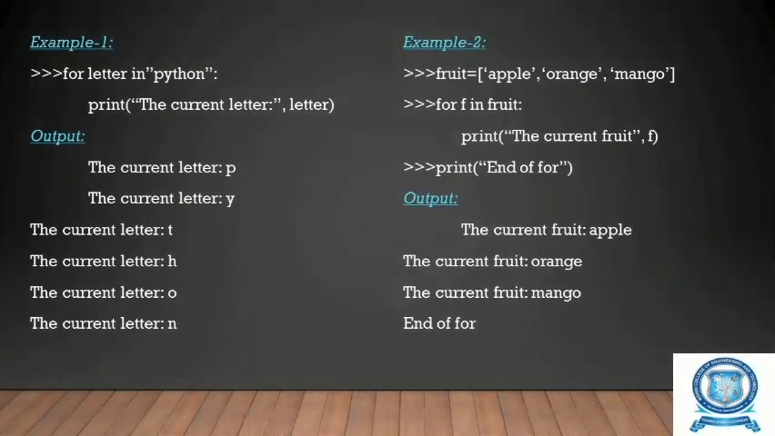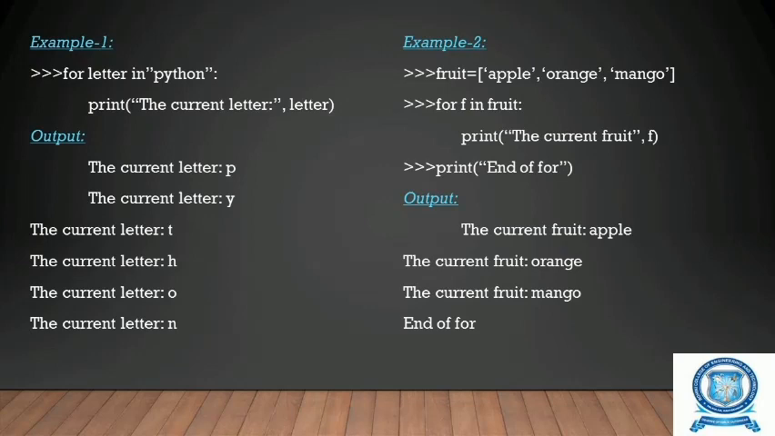Let us see some examples. The first example given here is for letter in "Python", where Python is given in double quotes, so it is a string. So we are finding each letter in the string Python. For each letter in Python, we are going to print "the current letter is" followed by the letter. Our goal is to print each letter from the string Python.